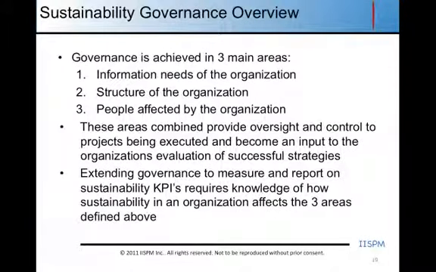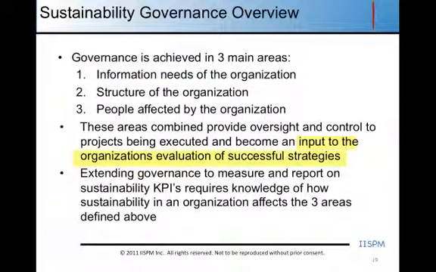Governance in itself is really looking at three main areas of the organization. We need to understand the information needs of the organization. We need to understand the structure of the organization that we're working in. And we need to understand who in the organization is affected by the projects and programs that we're delivering. By looking at these three areas in combination, we're able to provide oversight and control to the projects being executed.